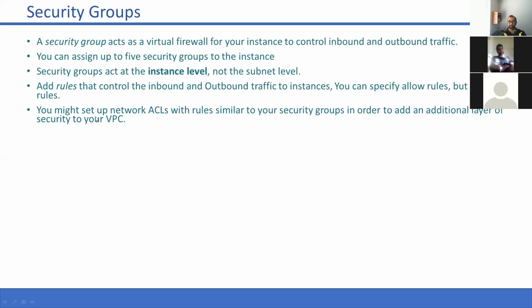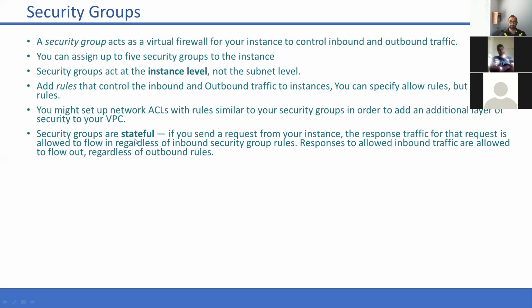You might set up network ACLs with rules similar to your security group in order to add an additional layer of security. So security groups are the first level of security, and ACLs are the second level of security. This is another important point.